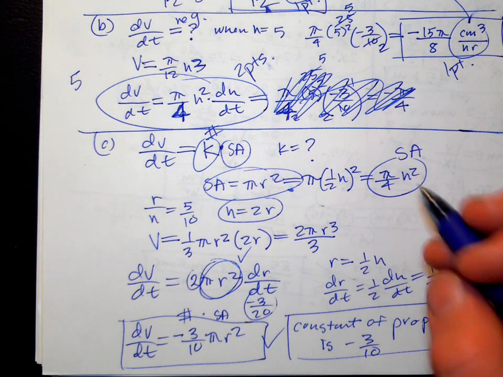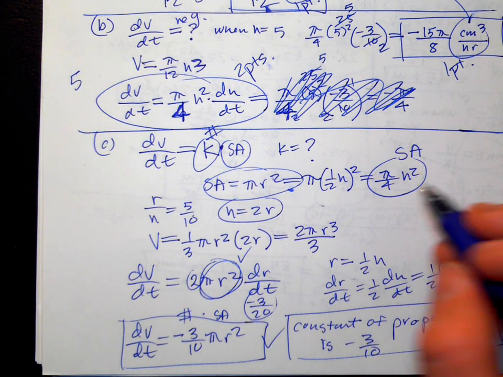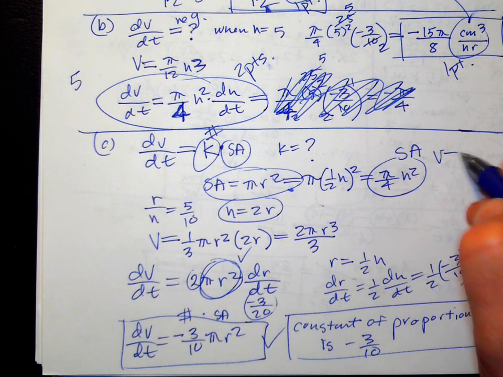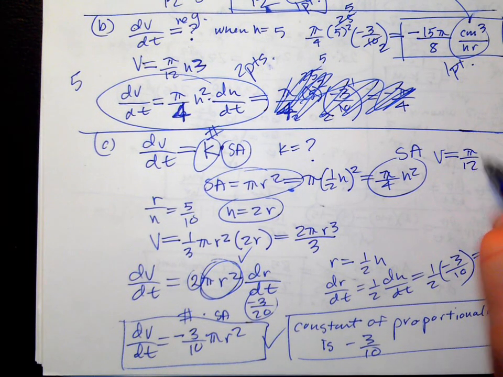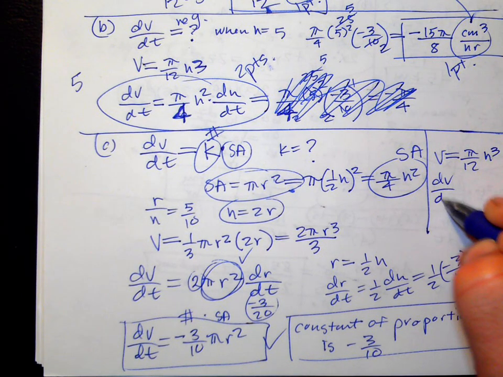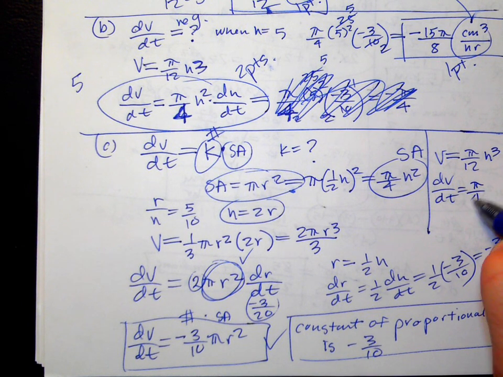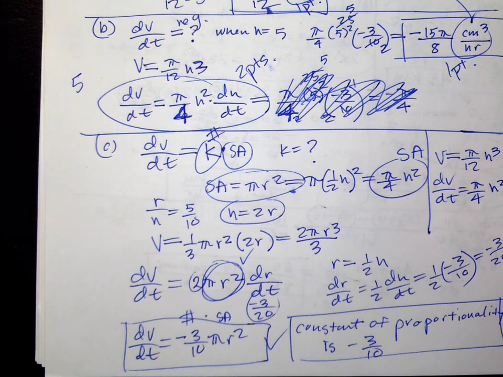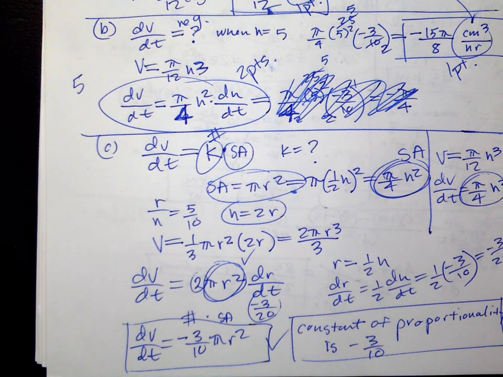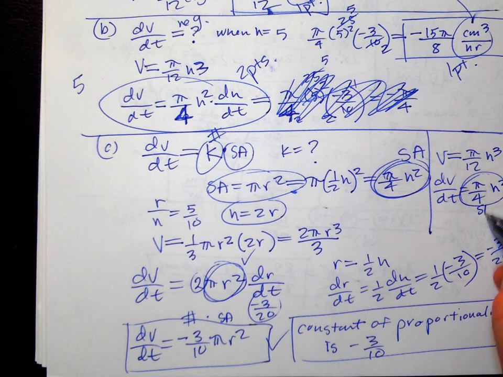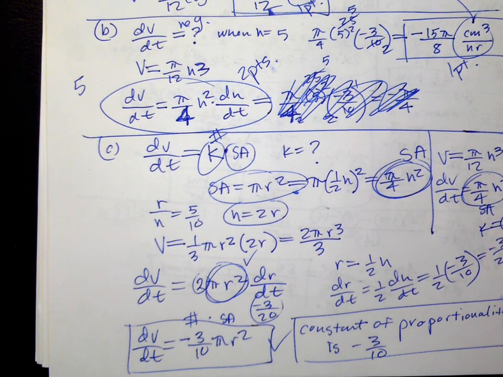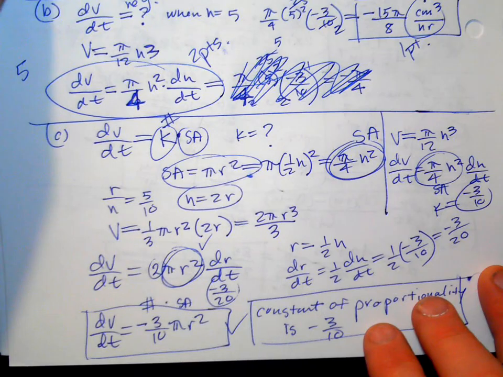By the way, if you did it the other way, like I said, that might have some benefits. If you use the volume equals pi over 12 h cubed, then you could do dV/dt equals pi over 4 h squared dh/dt, and then you can say, oh, there's that pi over 4 h squared. Cool. That's the surface area, and then dh/dt is negative 3/10. That's the K. That's the constant of proportionality. So that would also work.